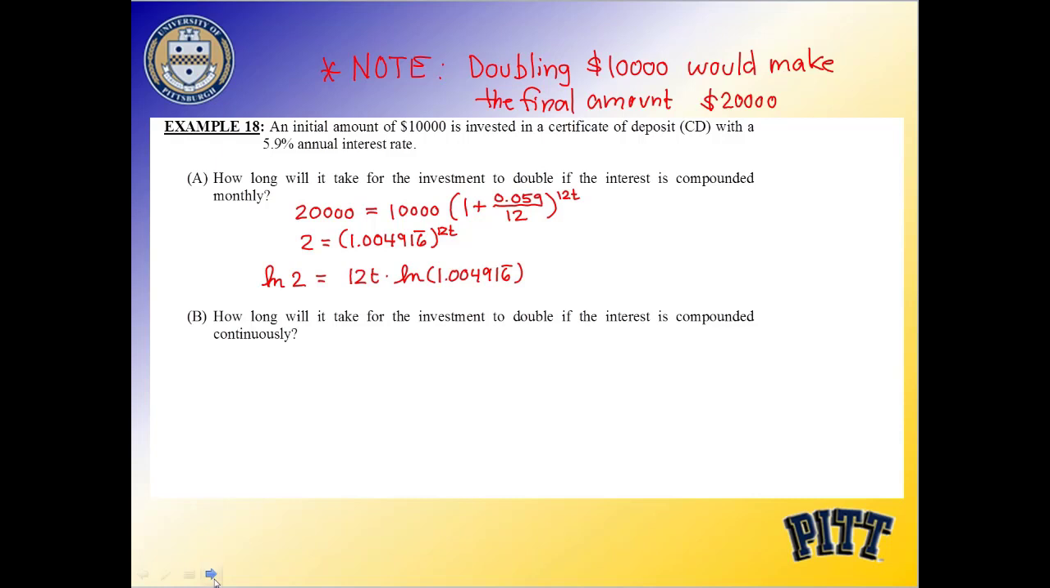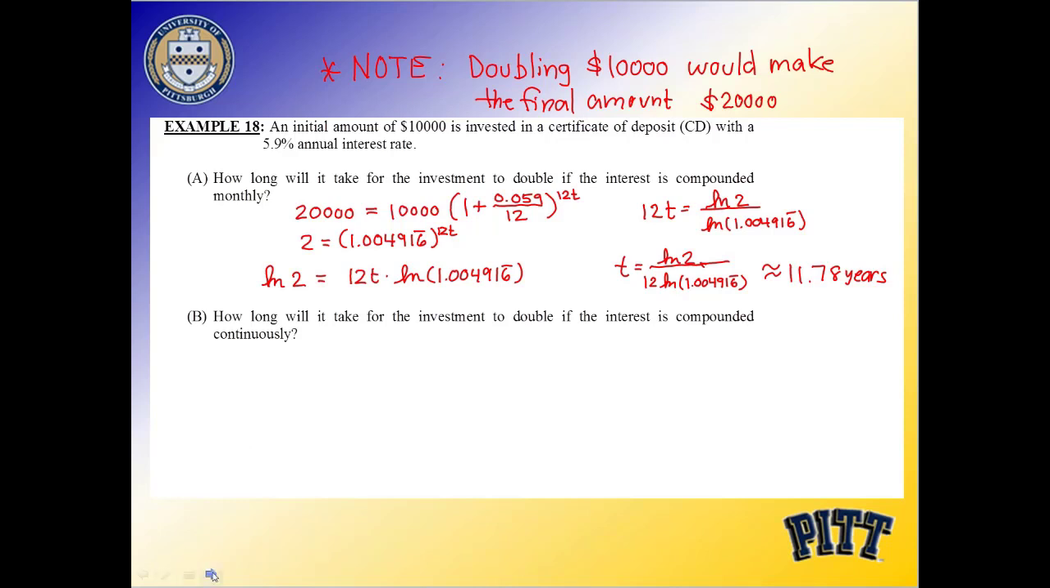Now what I have is natural log 2 and natural log 1.004916 repeating being numbers, and I'm going to treat them as numbers. So I would divide both sides by that, and then I would divide both sides by 12, and I would get about 11.78 years.